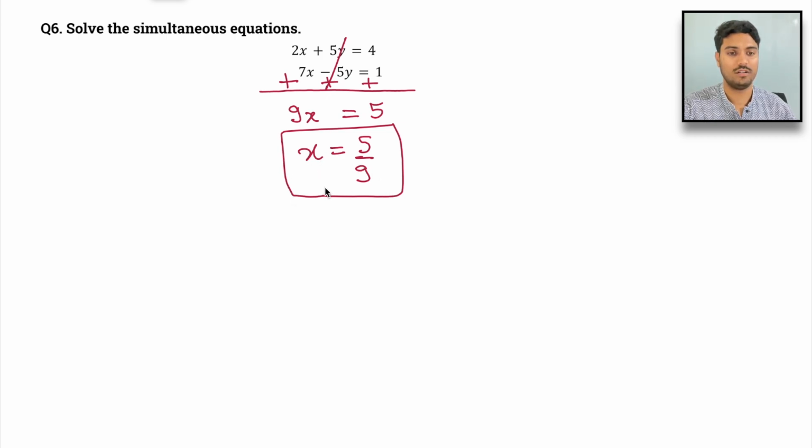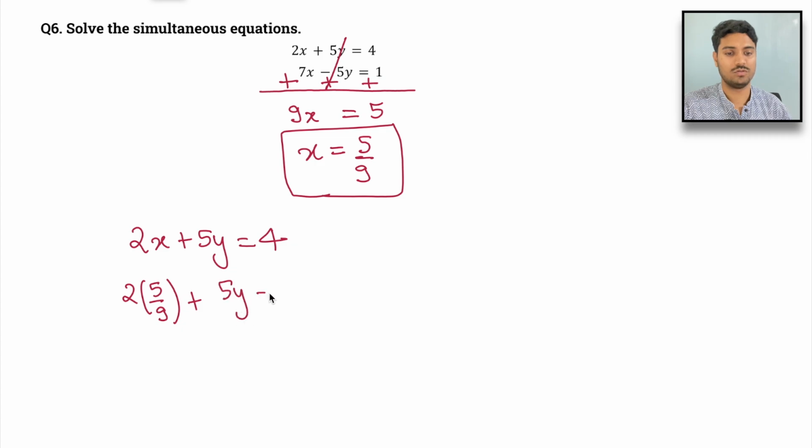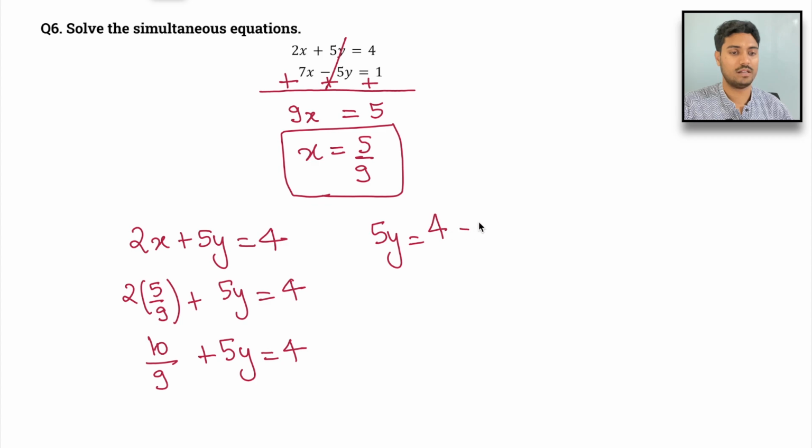Now we have to find the value of y. So we can substitute it in any equation. I'll substitute in the first equation, 2 times x plus 5 times y equals 4. x is 5 by 9. So 2 times 5 by 9 plus 5y equals 4. So 2 5s are 10 upon 9 plus 5y equals 4. So we can write 5y equals 4 minus 10 upon 9. 4 minus 10 upon 9, that is 26 by 9.